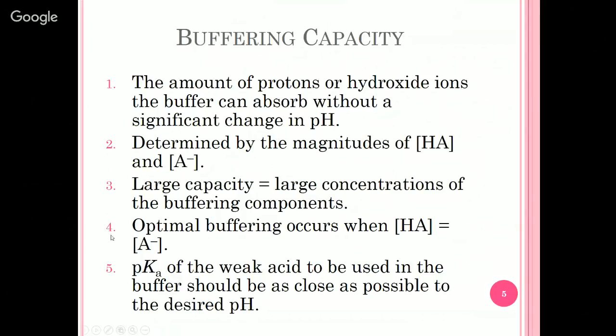And this is only true when your HA equals your A minus. pKa will only equal the pH when your HA equals your A minus.